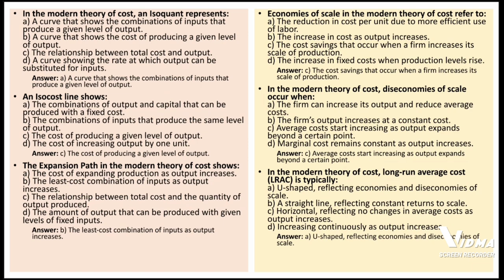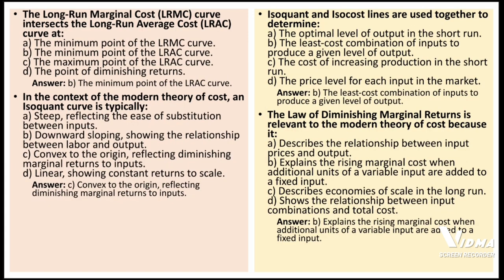In the modern theory of cost, diseconomies of scale occurs when, answer is C, average cost starts increasing as output expands beyond a certain point. In the modern theory of cost, the long run average cost is typically, answer is A, U-shaped, reflecting economies and diseconomies of scale. The long run marginal cost curve intersects the long run average cost curve at, answer is B, the minimum point of long run average cost curve.